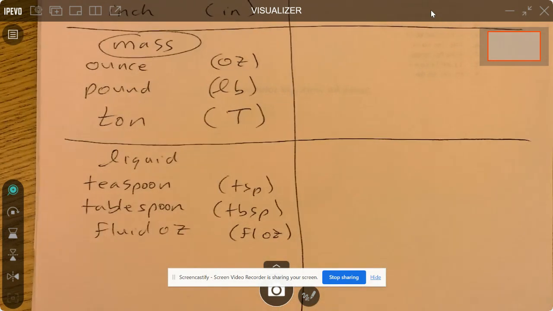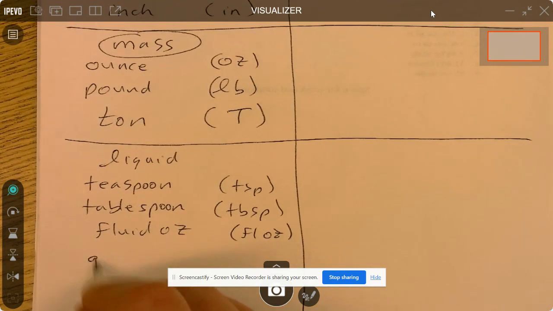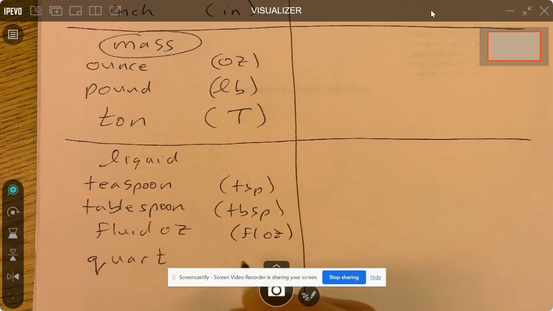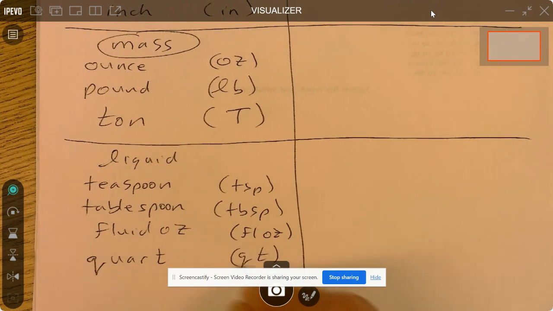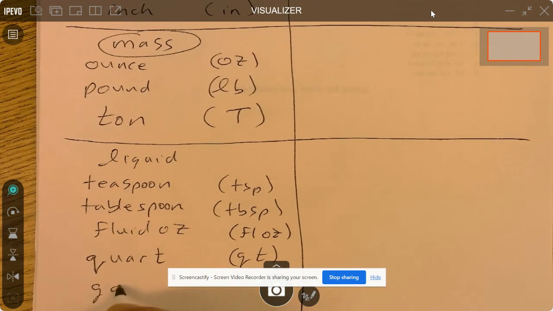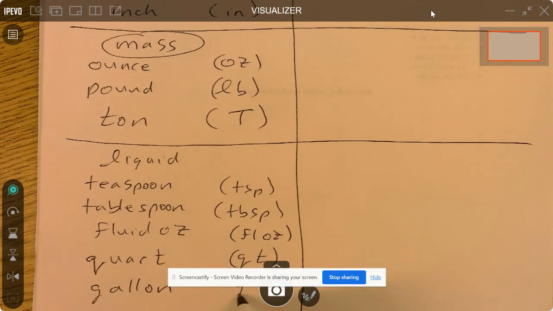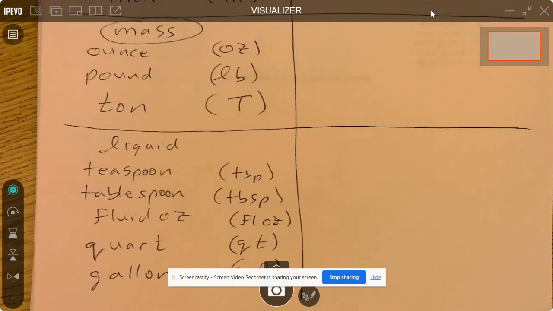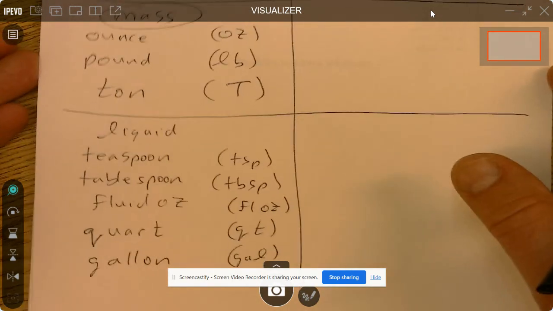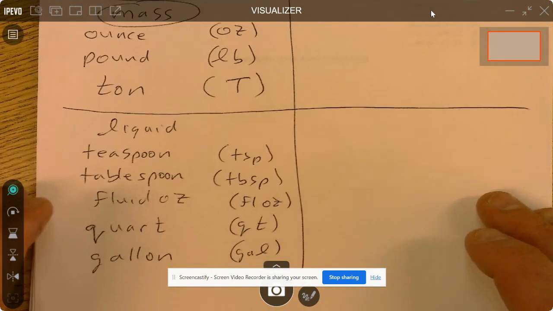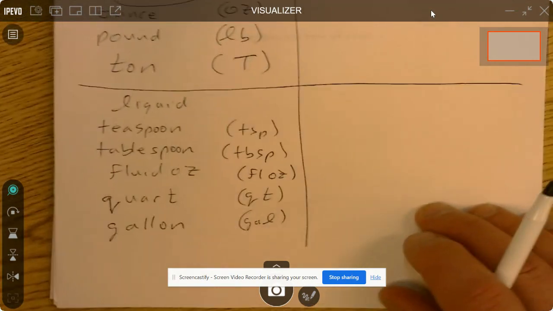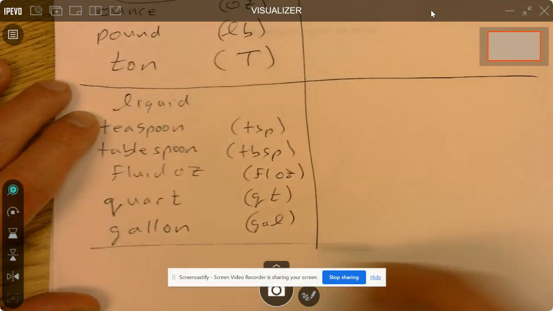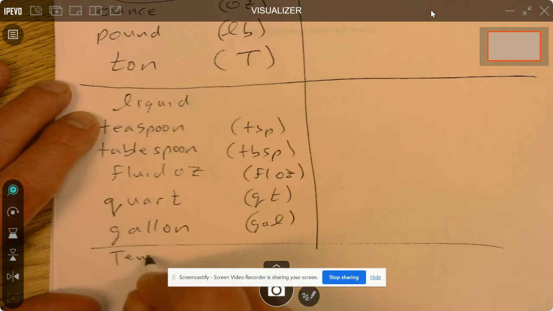Now, there are some other ones in liquid. You might end up with something called a quart, abbreviation QT. You might end up with something called a gallon, abbreviation GAL. These are things that we would typically talk about with a liquid measurement in our time in the customary system.